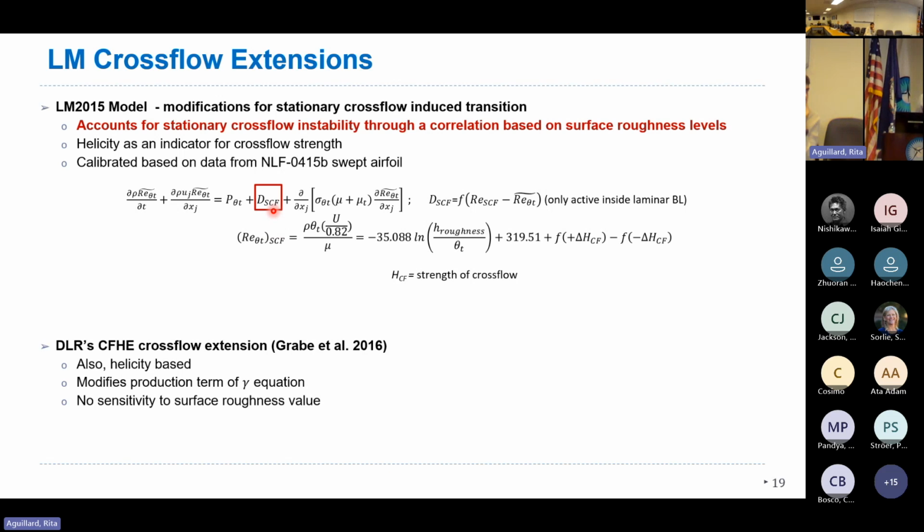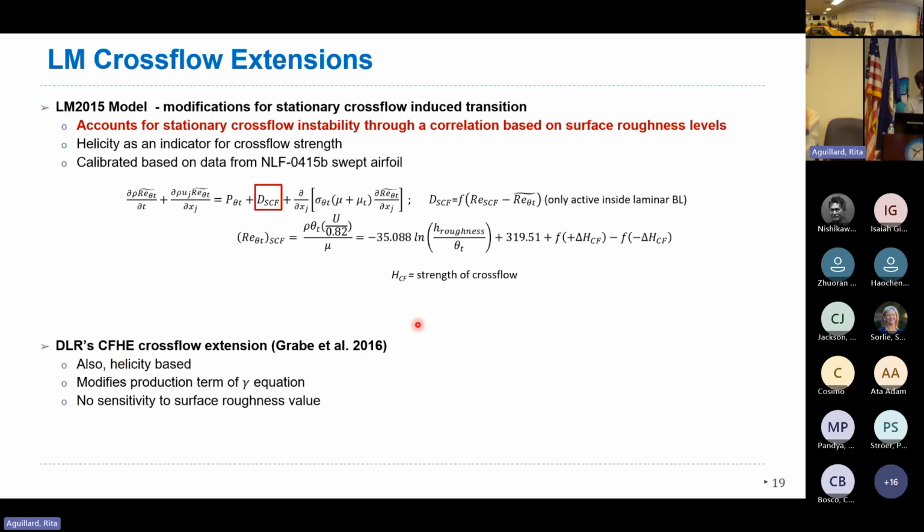What they end up doing is, if you have roughness, then they will reduce the critical Reynolds number by a factor. And that is all calibrated based on one experiment done in the 70s, 80s. It's an NLF experiment done in the ASU tunnel. So all of that is based on that one particular experiment. And this model has been quite popular.